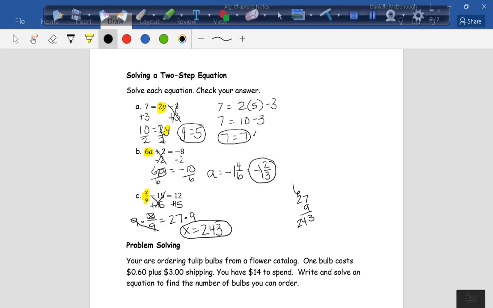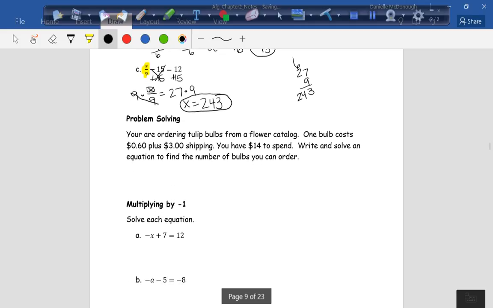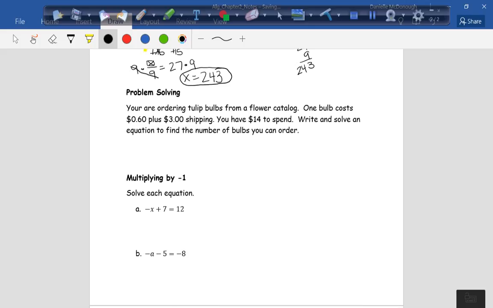So you always have to undo the addition or subtraction first, and then multiply or divide to get that term by itself. So if we look at an example, it says your problem-solving example. It says you are ordering tulip bulbs from a flower catalog. One bulb costs 60 cents plus $3 shipping. You have $14 to spend.